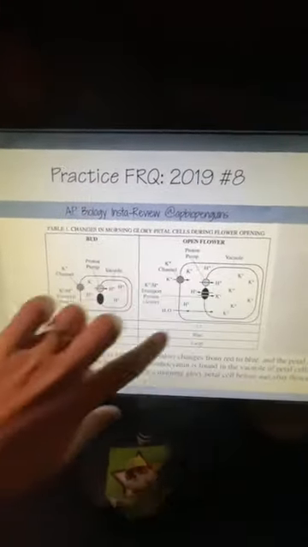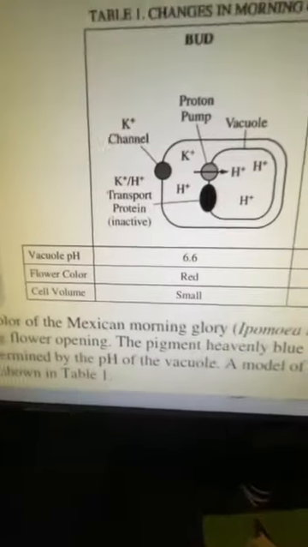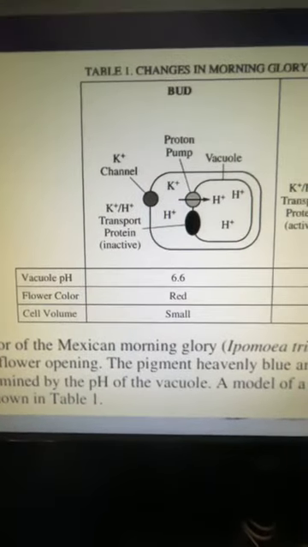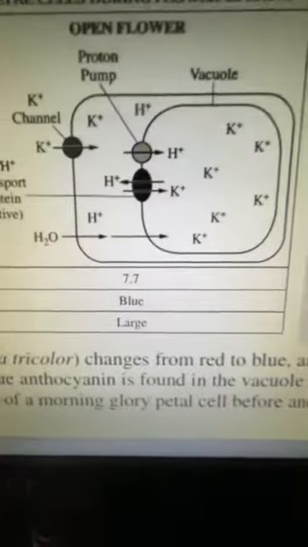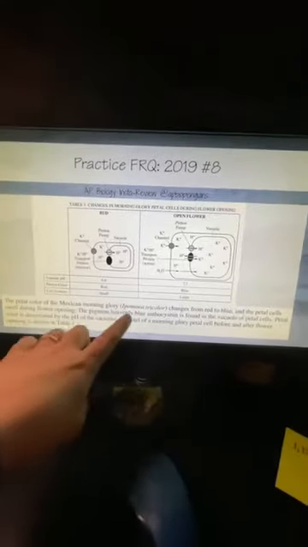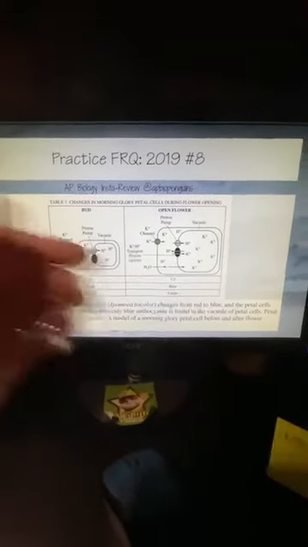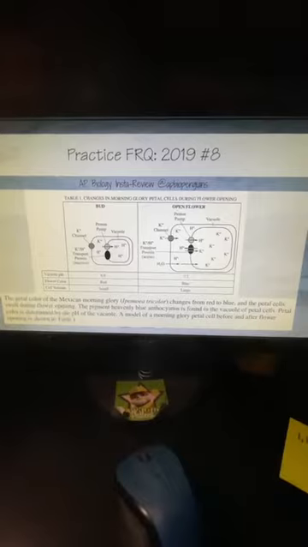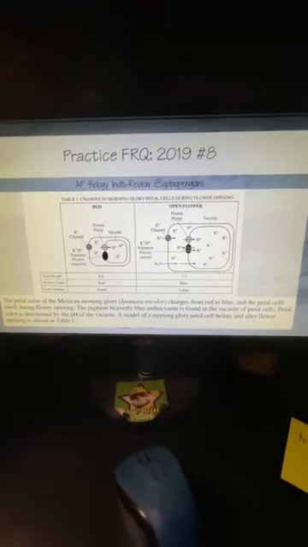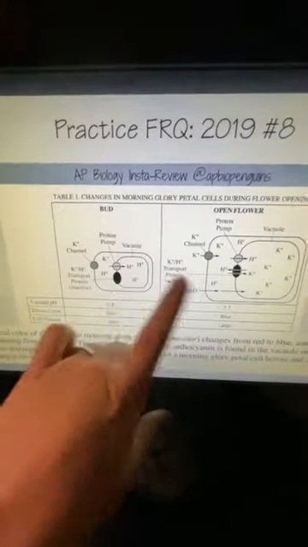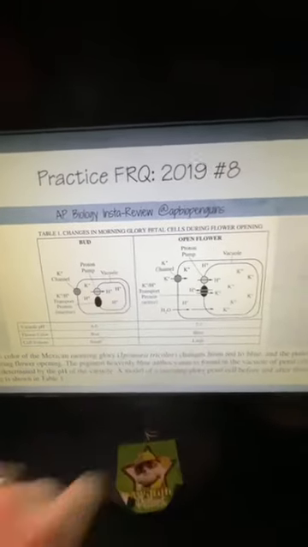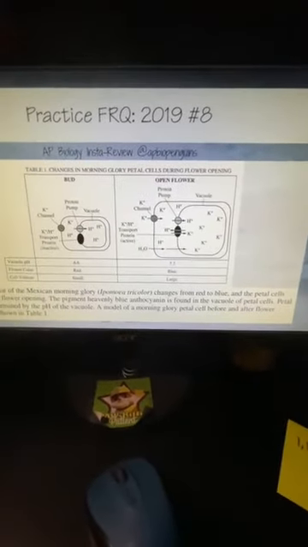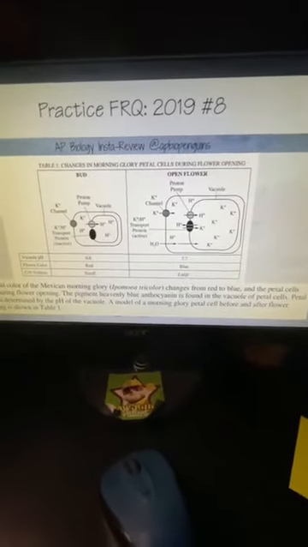It gives you a beautiful diagram, shows you what the pH is before. So pH of 6, and the cell volume is small, and then a pH of 7.7. Now it's large. Overall, what's happening is there's this flower. It changes from red to blue, and the petals are going to swell while the flower opens. The pigment is due to something that's found in the vacuole. So you can see here that there's a vacuole in our pictures. And then the model of how it works before and after the flower opens is in the picture.